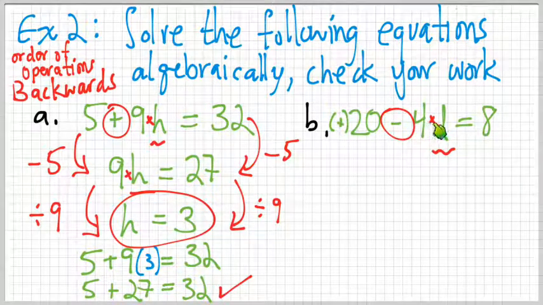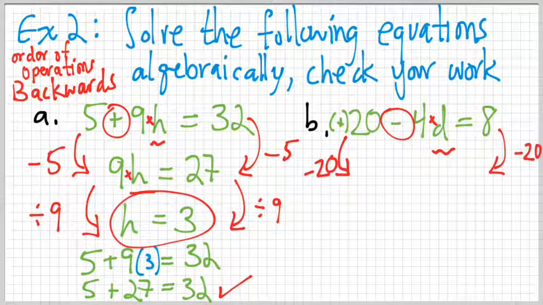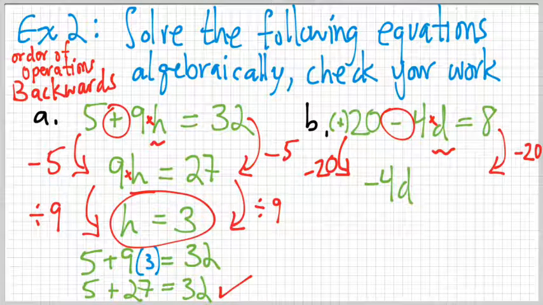So we're going to do BODMAS backwards. We're going to deal with the subtraction first. Except we're actually going to deal with this addition first. We're going to get rid of this 20 first. It's the positive 20, so in order to get rid of that, I need to just subtract 20. So positive 20 minus 20 is 0. So we're left with just negative 4d on the left. And now we have 8 minus 20 on the right.